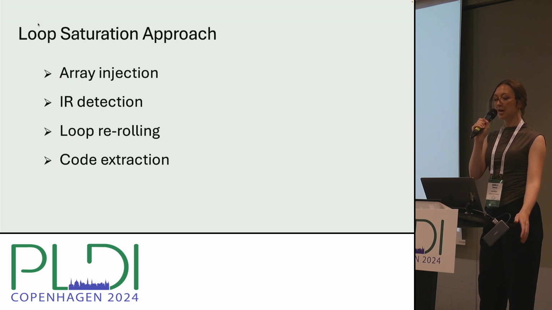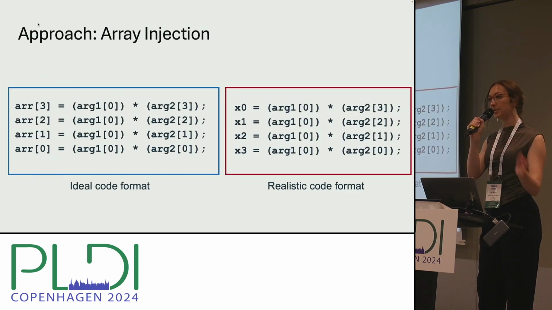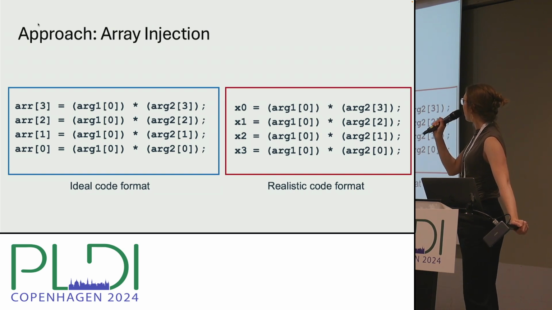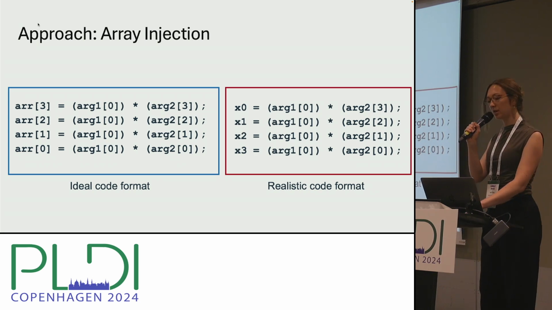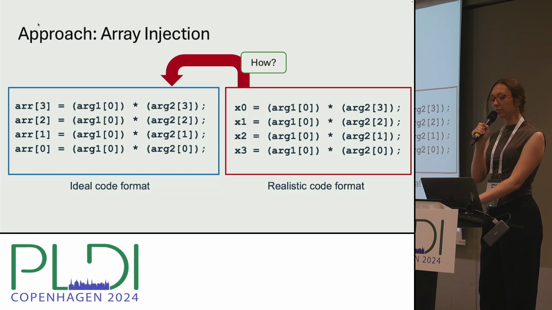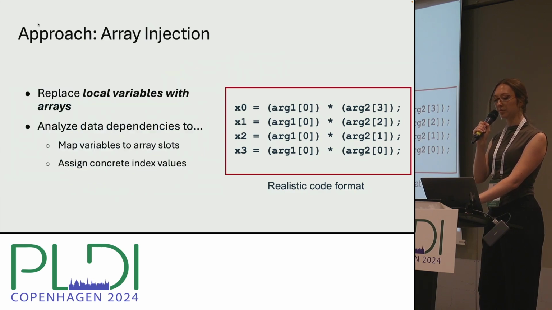We have 4 sections to loop saturation, which is what I'm going to call equality saturation for loops: array injection, IR detection, loop rerolling, and code extraction. Array injection is basically just handling this problem here. On the left we have the ideal code format where everything is an array index. And on the right we have a more realistic situation where there are a bunch of local variables that make it hard to infer a loop structure. So how do we get from the right to the left?